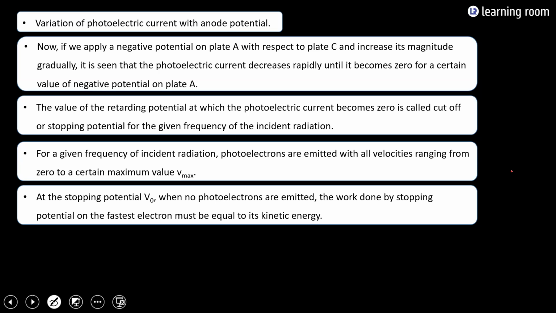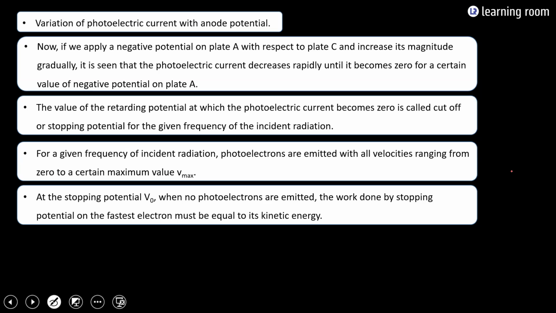So, at the stopping potential V0, when no photoelectrons are emitted, what is actually happening? It is doing some work. When you give negative potential to the anode, it is doing some work, and that work will get converted into some form of energy. At the stopping potential V0, the work done by the stopping potential on the fastest electron, the electron which has Vmax, must be equal to its kinetic energy. That's what the work-energy theorem states.